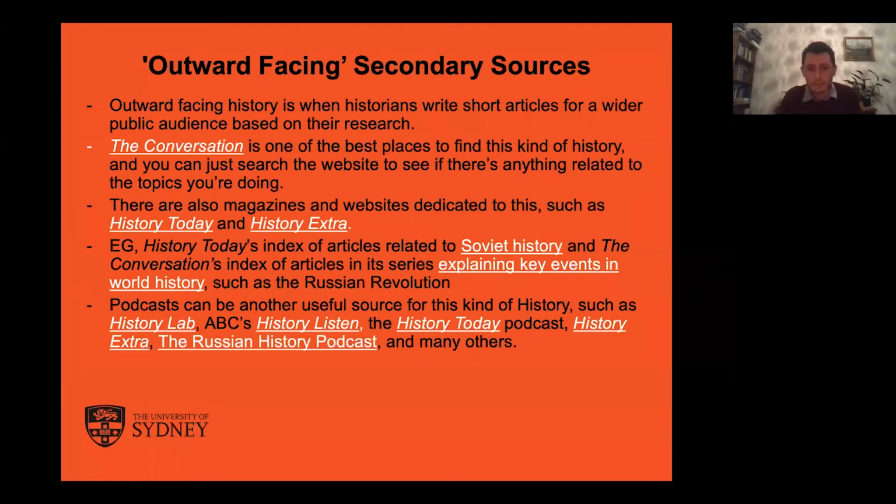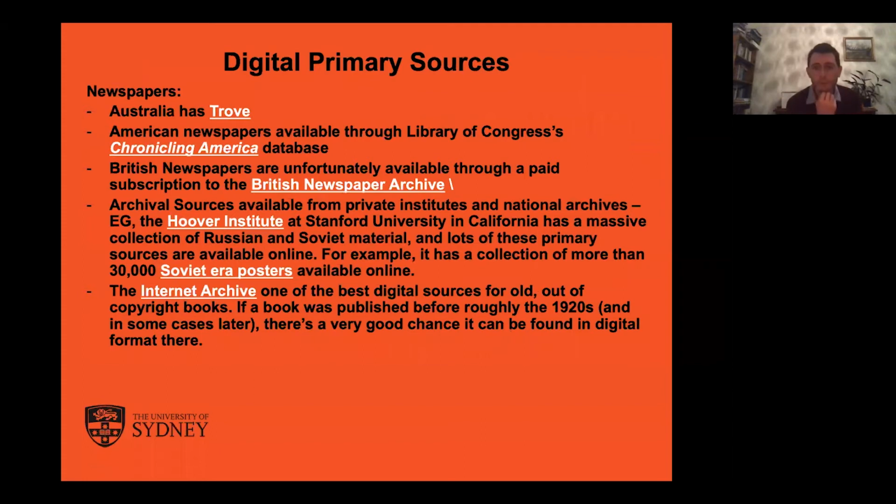And just quickly, you can also get access to a lot of really good quality primary sources for free online. Newspapers are one of the easiest ways. There are newspapers from pretty much any country available online. Some you have to pay for, but some like Trove from Australia and the Chronicling America database are freely available. And it's worth thinking that, for example, you might be doing the Russian Revolution, and so you want to find primary sources about that.